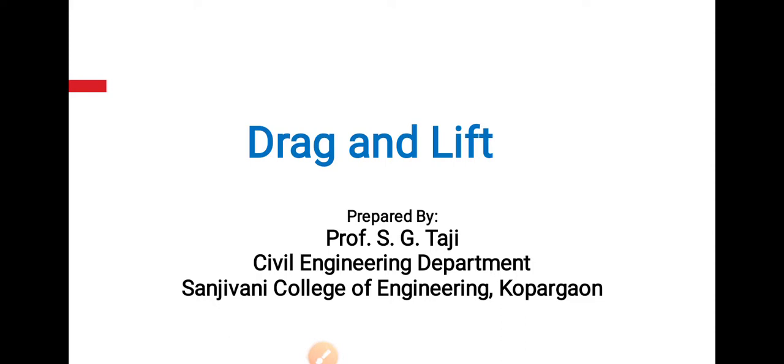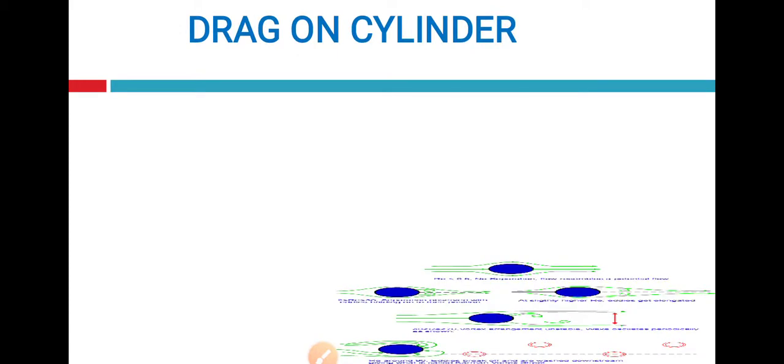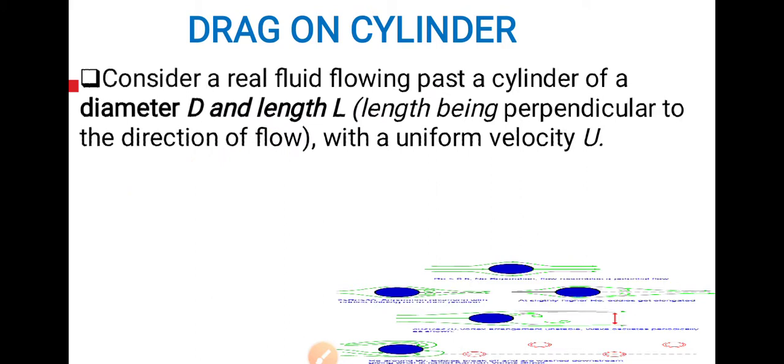We will see today the drag and lift on three-dimensional bodies. As per your syllabus, cylinder and sphere have been included. We will see. Consider a real fluid flowing past a cylinder of diameter d and length L, length being perpendicular to the direction of flow with a uniform velocity u.